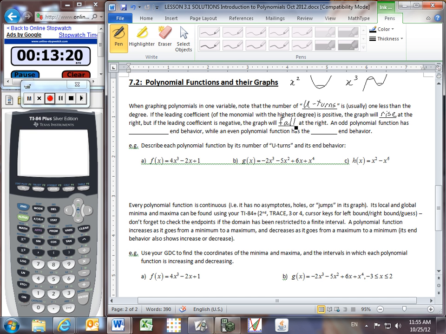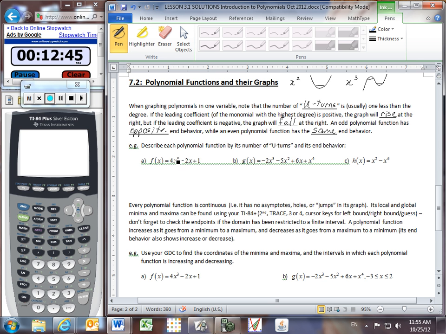So an odd polynomial function like x cubed, that's an odd number, we can see that on the left it's falling, on the right it's rising, and so it's got opposite end behavior. While an even polynomial function such as x squared, which rises on the left and rises on the right, has got the same end behavior. So let's describe each polynomial function according to its number of U-turns and its end behavior.